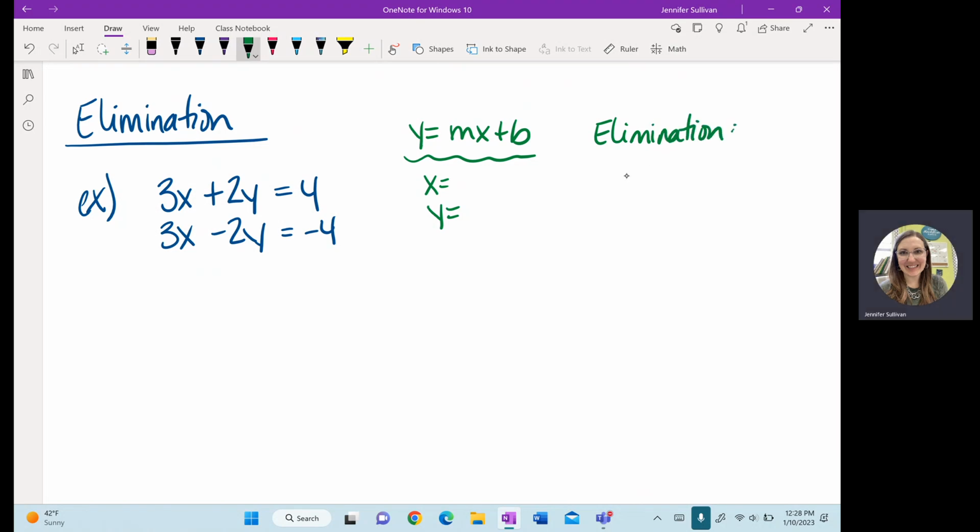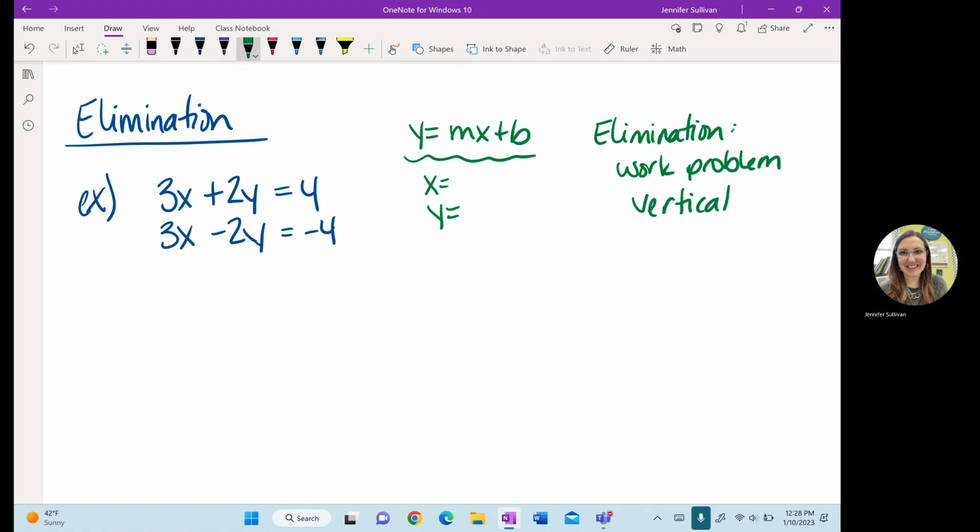So with elimination, work the problem vertically. Well, what do I mean by that? I mean, stack your problem so that the x's are lined up and the y's are lined up. The equal sign is lined up, which will then leave your number on the other side of the equation lined up. So match them up that way. Then once you're all lined up, you're going to draw a line underneath your problem.